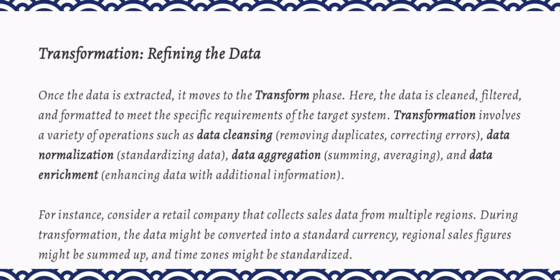Transformation, refining the data. Once the data is extracted, it moves to the transform phase. Here, the data is cleaned, filtered, and formatted to meet the specific requirements of the target system. Transformation involves a variety of operations such as data cleansing, removing duplicates, correcting errors, data normalization, standardizing data, data aggregation, summing, averaging, and data enrichment, enhancing data with additional information.